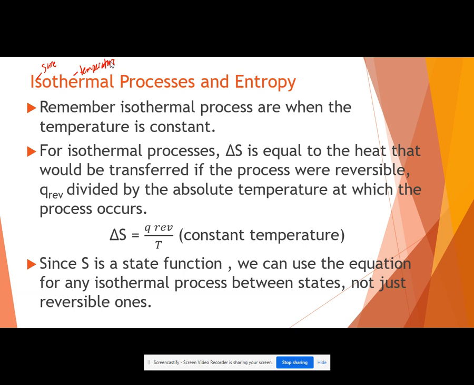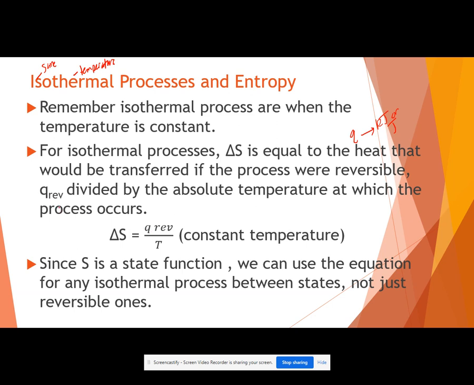So remember, isothermal processes are when temperature is constant. And here we have, for isothermal processes, delta S is equal to the heat. So remember, heat is denoted by the letter Q. It can be written in the units kilojoules or joules, either one. So heat that would be transferred if the process were reversible. So we denote this by Q with a rev, which means Q of the reversible.